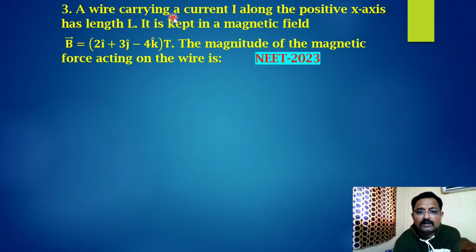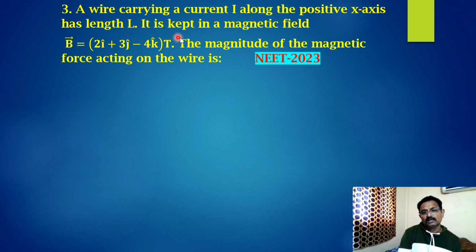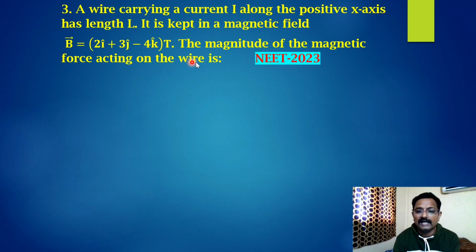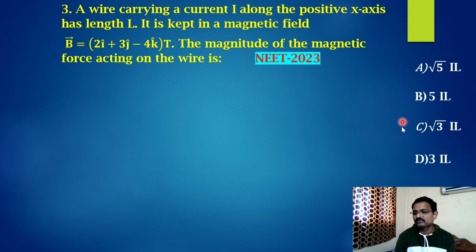A wire carrying a current I along the positive x-axis has length L. It is kept in a magnetic field B = 2i^ + 3j^ − 4k^ Tesla. The magnitude of the magnetic force acting on the wire is... It was given in NEET 2023. From these options we have to identify the correct answer.